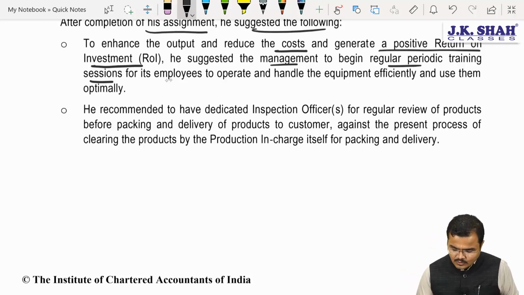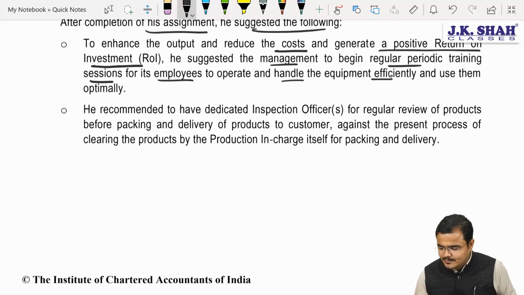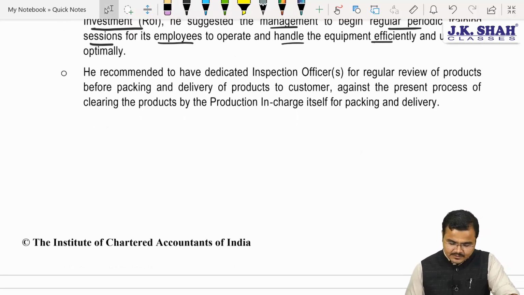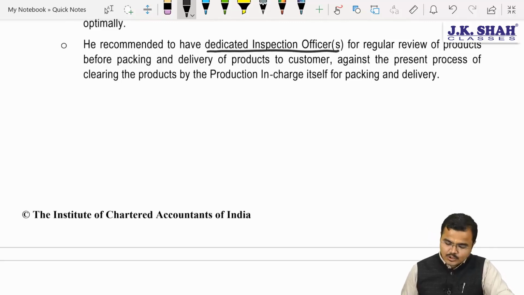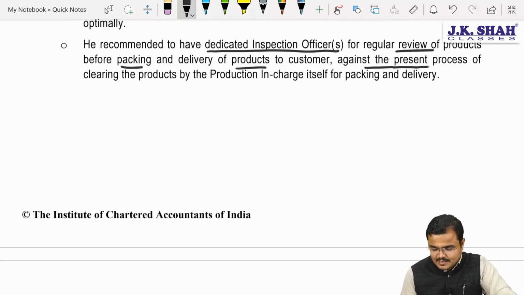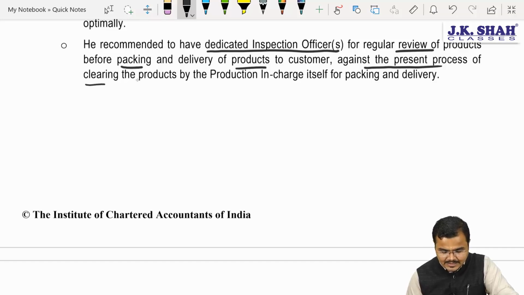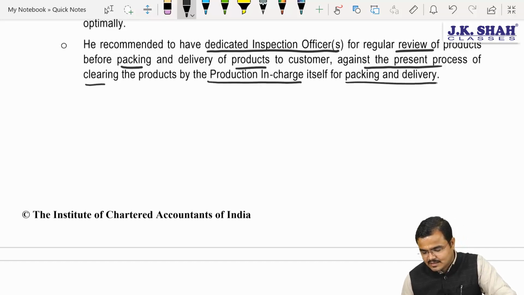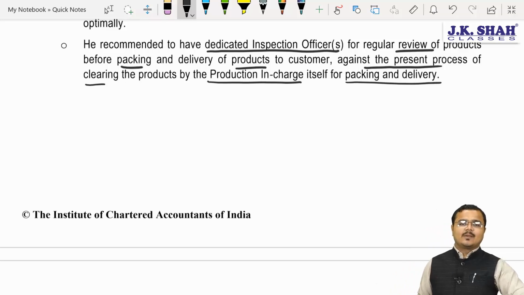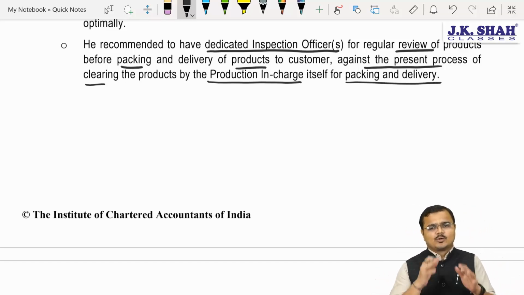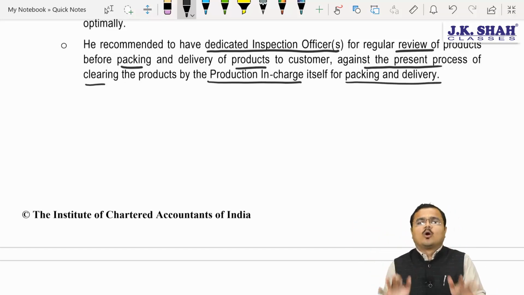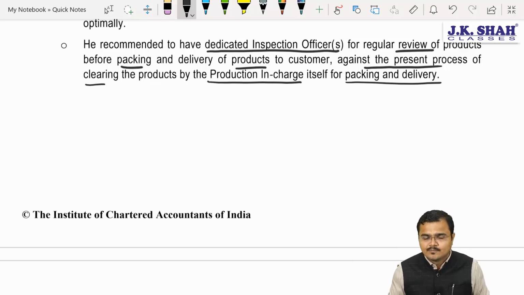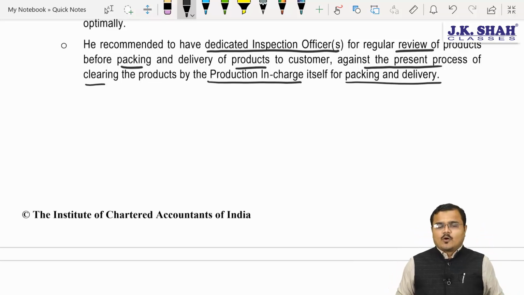Further, for its employees to operate and handle the equipment effectively and use them optimally. Further, he recommended to have a dedicated inspection officer. Okay, good. For regular review of the products before packing and delivery to the customer, against the present process of clearing the products by the production in charge itself for packaging and delivery. So he suggested that one more person must be appointed who is going to look after all the products and services before they are dispatched. So they want to make quality assurance also over here. Understood? Sir, a good number of concepts they had covered.